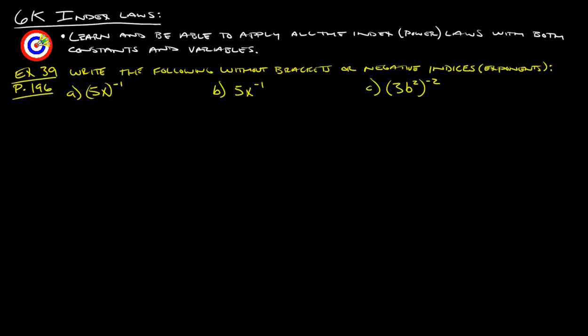Okay, 3 sets of examples left. We're almost there. Oh wait, did I lie? So there are, yes, 3 sets of examples left. Example 39, page 196. Write the following without brackets or negative exponents. So you got to write all these with positive exponents.